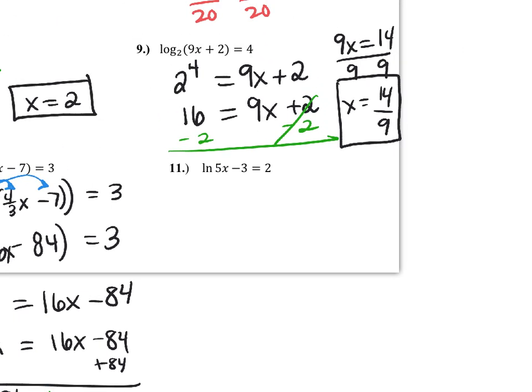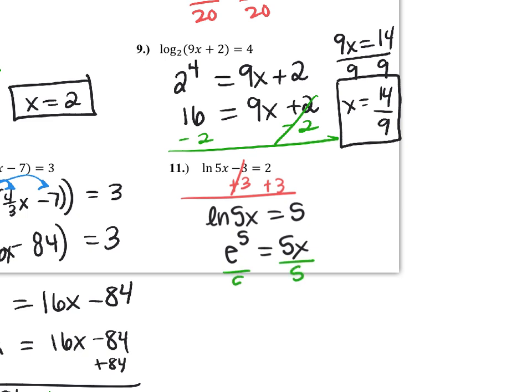Last one, natural log of 5x minus 3 equals 2. First step, we want to isolate the log, so we'll add 3 to both sides. And we get the natural log of 5x equals 5. Then remember, natural log has a base of e, so when we rewrite this in exponential form, we get e to the 5th equals our argument. And then the last step, to solve for x, divide both sides by 5. And you can just leave this as e to the 5th over 5 equals x.